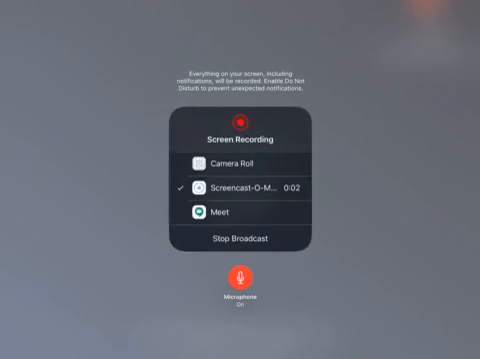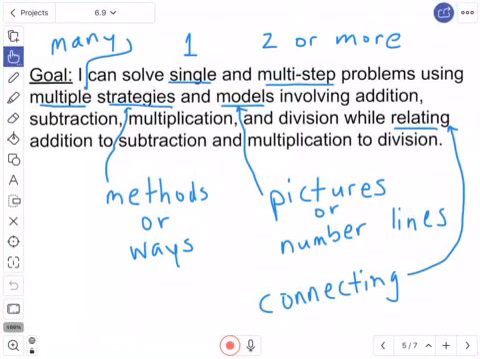And we're back for our next math lesson here. We are doing lesson 9 from Unit 6, so it's 6.9. Let's read our goal together. Everybody ready? I can solve single and multi-step problems. So single means one step, multi-step means two or more.